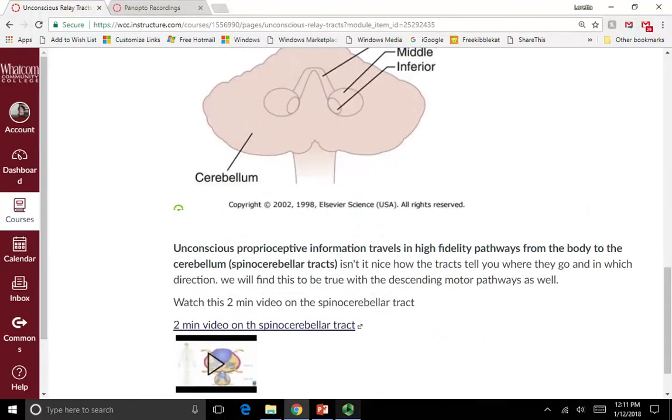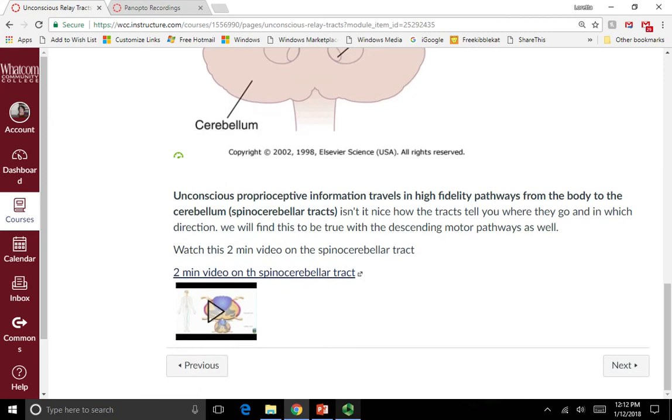The unconscious proprioceptive information travels in high fidelity pathways from the body to the cerebellum via the spinocerebellar tracts. Isn't it nice how the tracts tell you where they go and in which direction? We will find this to be true with descending motor pathways as well. There's a video, watch it at your discretion.